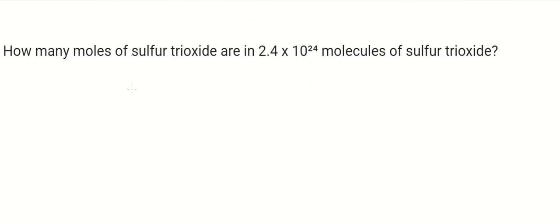All right, the rest of these should be much faster because they're just conversions. Right here, we're asked to convert molecules to moles. Molecules, atoms, or any type of representative particle to moles uses Avogadro's number.